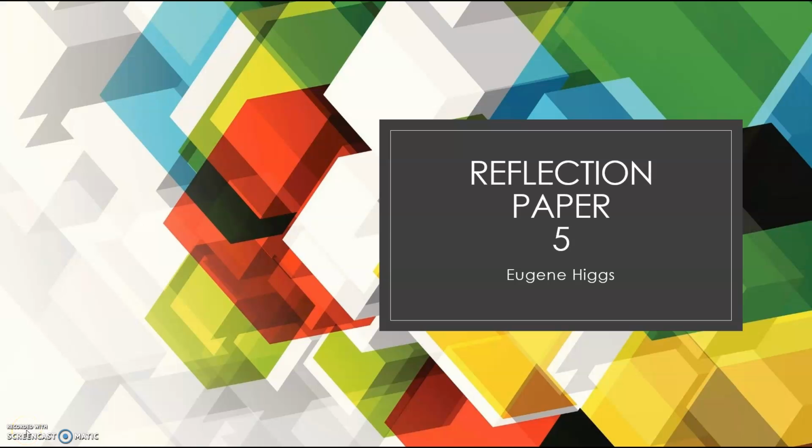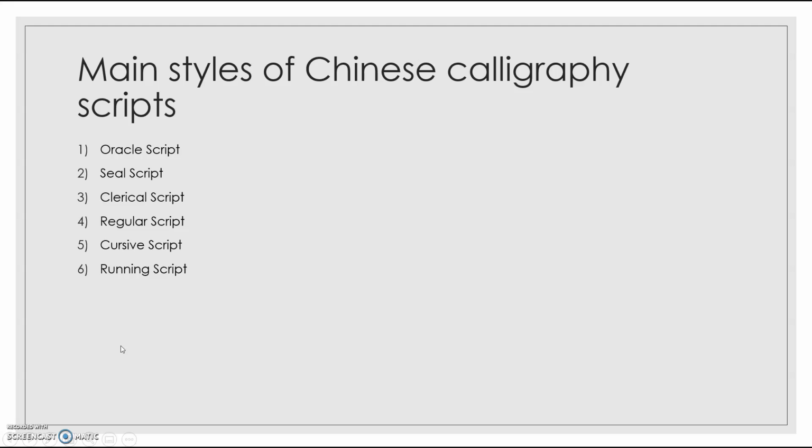My name is Eugene Higgs, and this presentation will be about reflection paper 5. This paper talks about the main styles of Chinese calligraphy scripts. First, we have the oracle script, the seal script, the clerical script, regular script, cursive script, and running script.